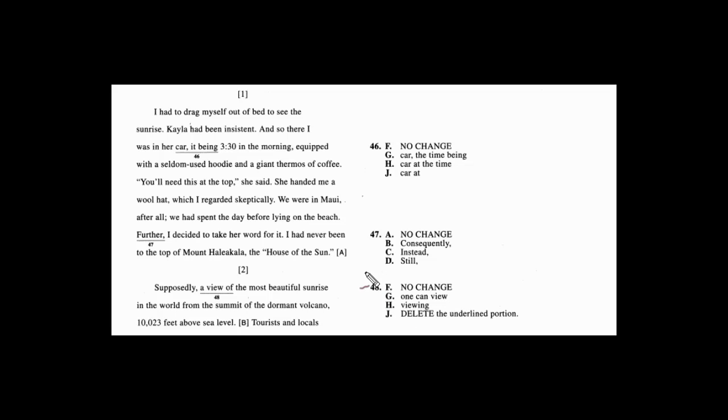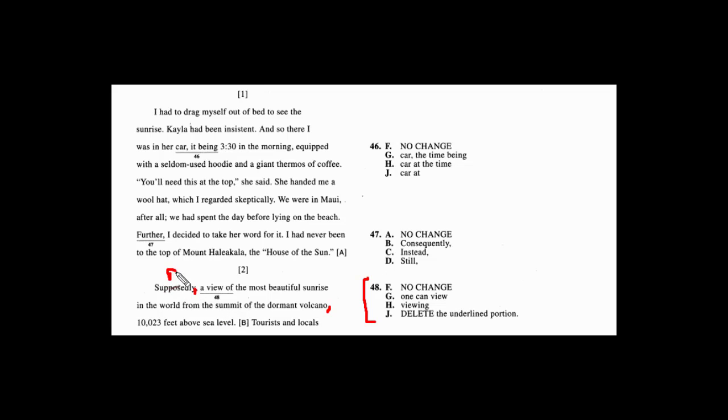All right, problem 48 is a little tricky. So first thing I do is I just kind of glance at the answers. Viewing, one can view, a view of, and delete. All right. Second thing I do is I trace in my punctuation. There's a comma after supposedly, and here's a comma that you might not have seen after volcano. Okay. So now what we're going to do is we're going to read and label it.